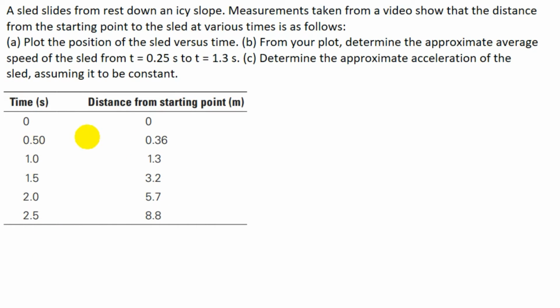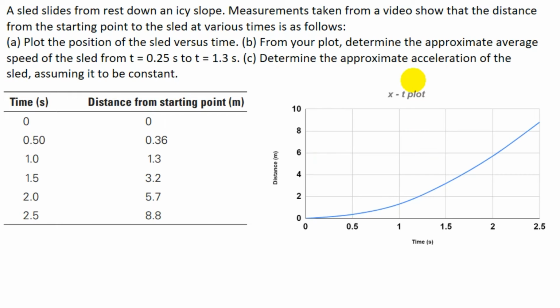Now there are three parts in the question that we need to solve. In the A part, we need to plot the position of the sled versus time. For that, you can use any online graphing calculator, or you can also use Google Sheets to plot this graph. Now by using Google Sheets, we have plotted this graph. So this is the position of the particle at x equals 0, and here this is time t equals 1, 2, and so on. So this is the answer for the A part.